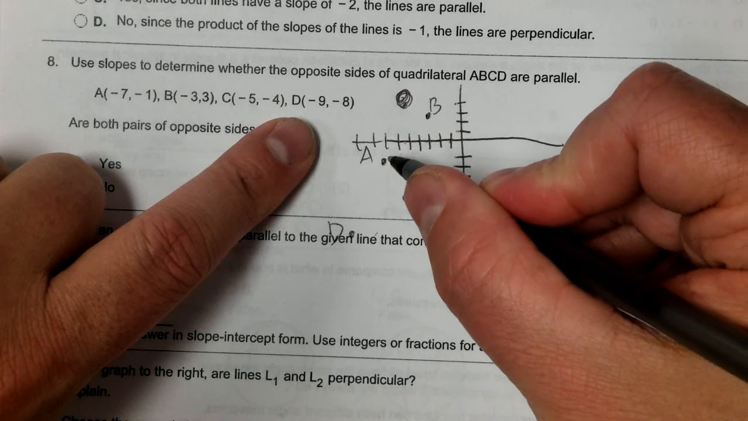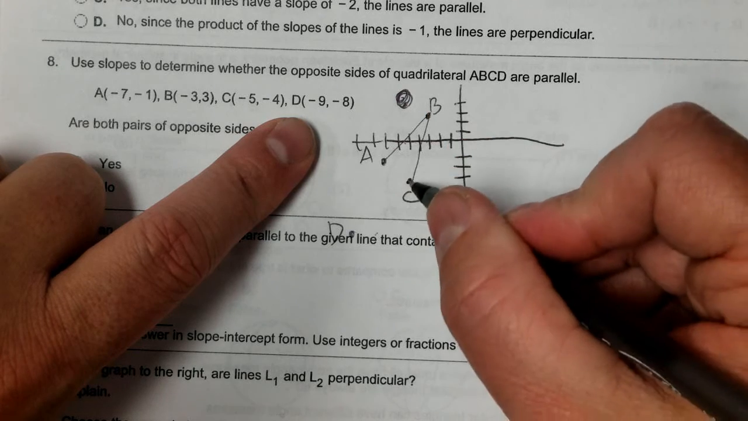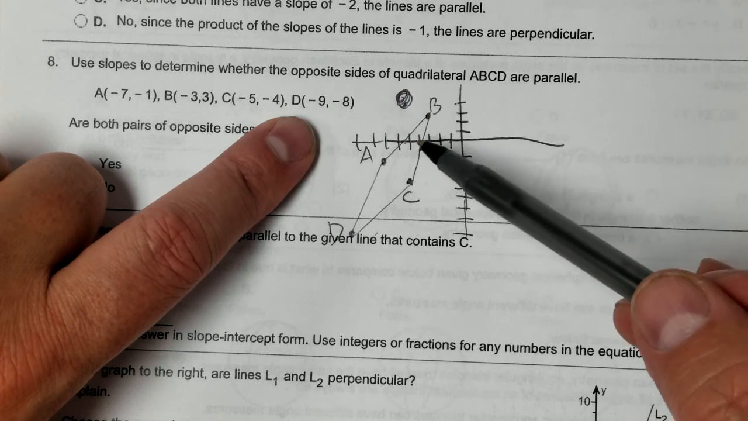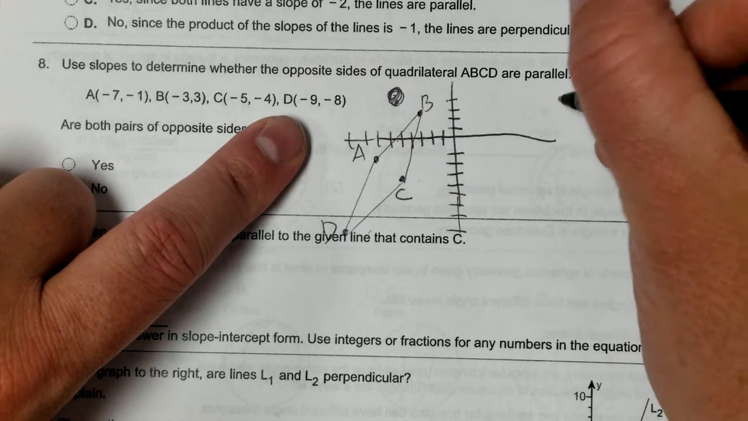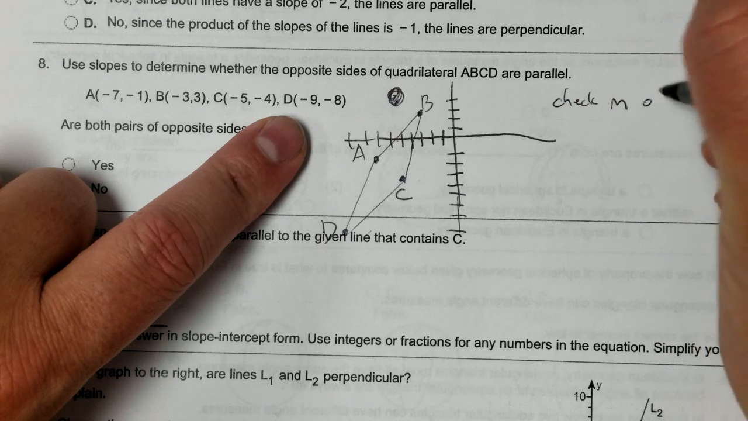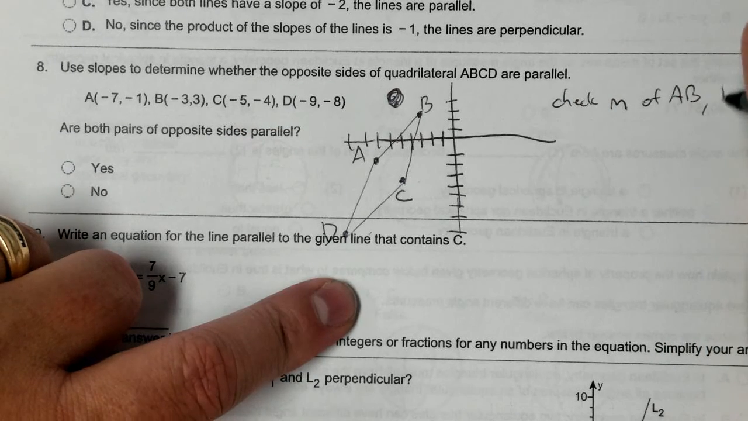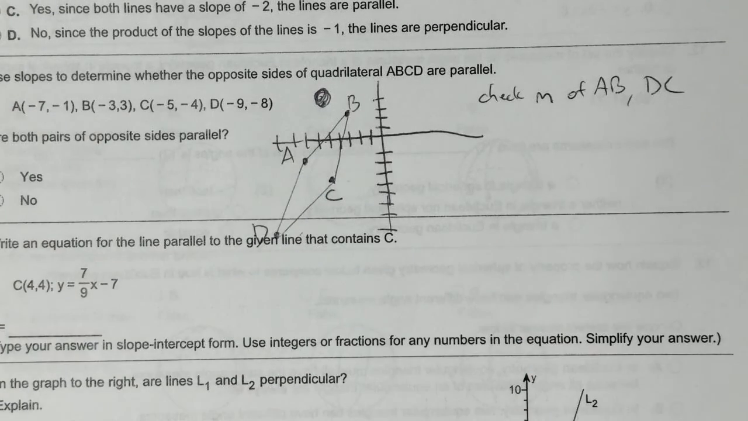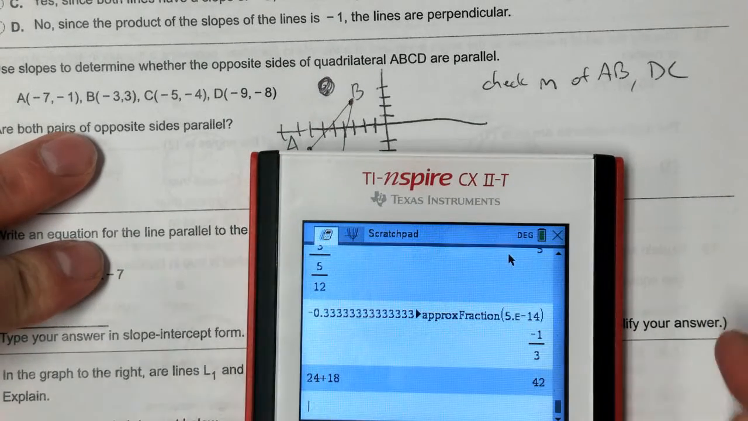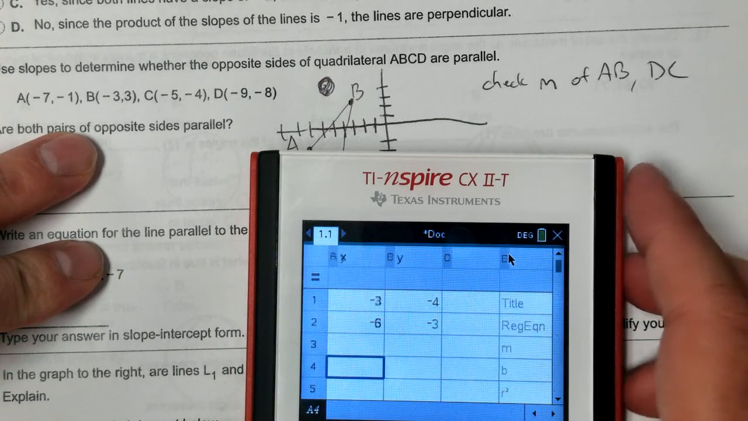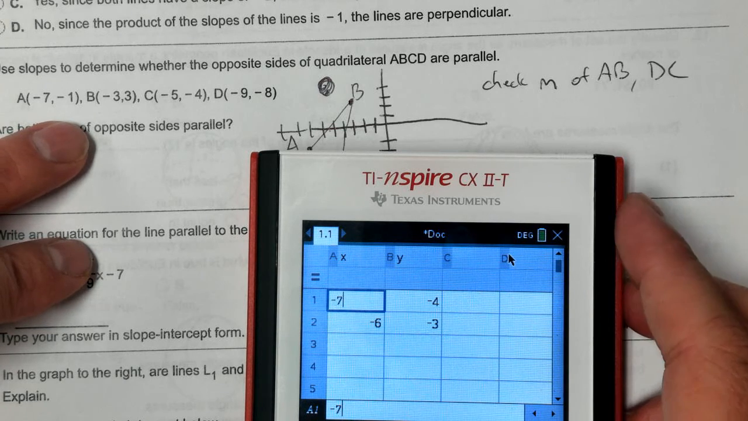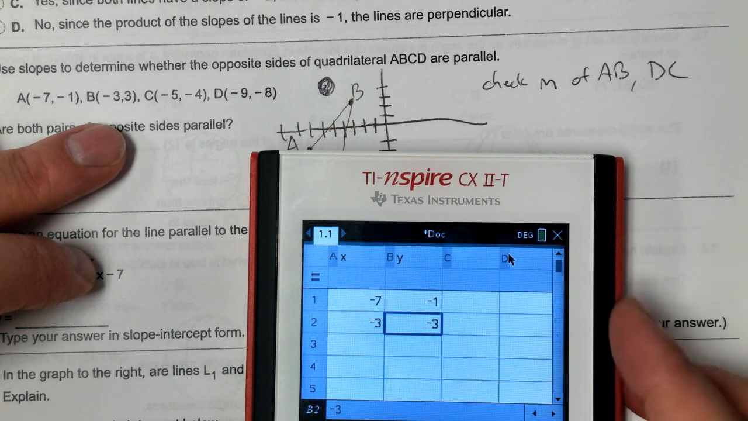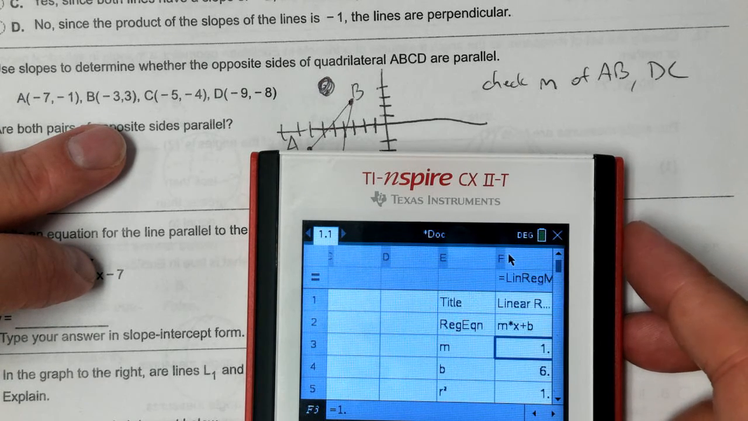Okay, so that's sort of like this. It's not drawn to scale, obviously. I didn't use graph paper. But at least you can see to check the slope of AB and DC to start with. So for the slope of AB, we go to the document and negative 7, negative 3, and negative 1, positive 3. Okay, so for AB we get 1.